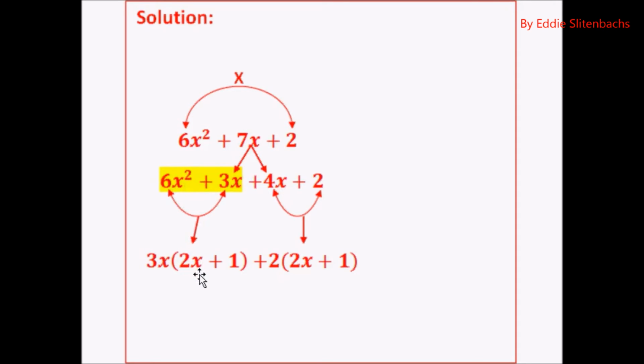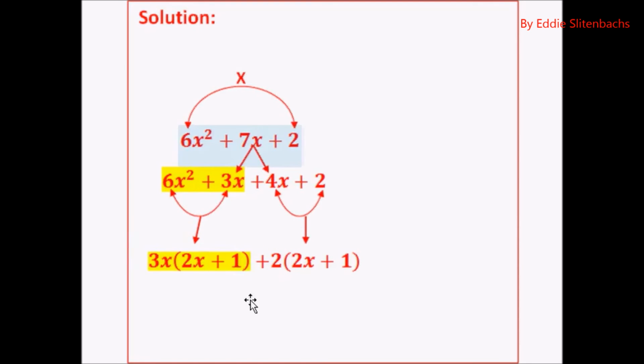So we end up with our first term inside that bracket as 2x. If we multiply 3x by 2x, we get back to 6x squared. Now, what's our second term in the bracket? Well, 3x divided by 3x is plus 1. So factorising those first two terms, I get 3x outside of 2x plus 1. That's the equivalent factorised form.